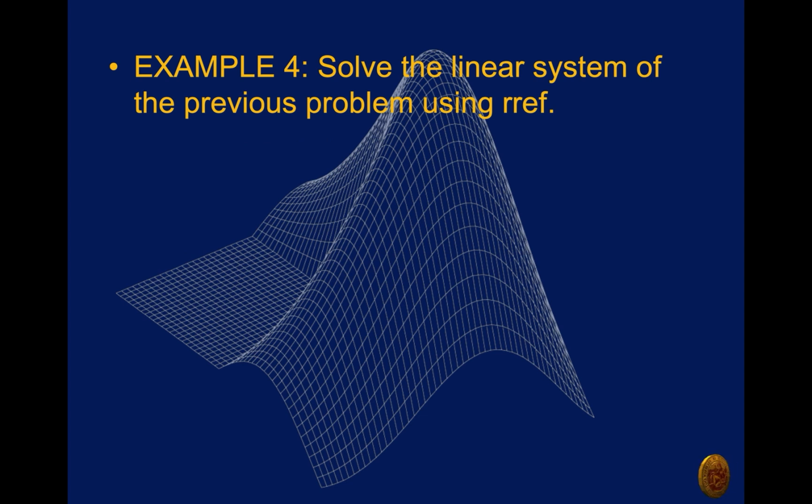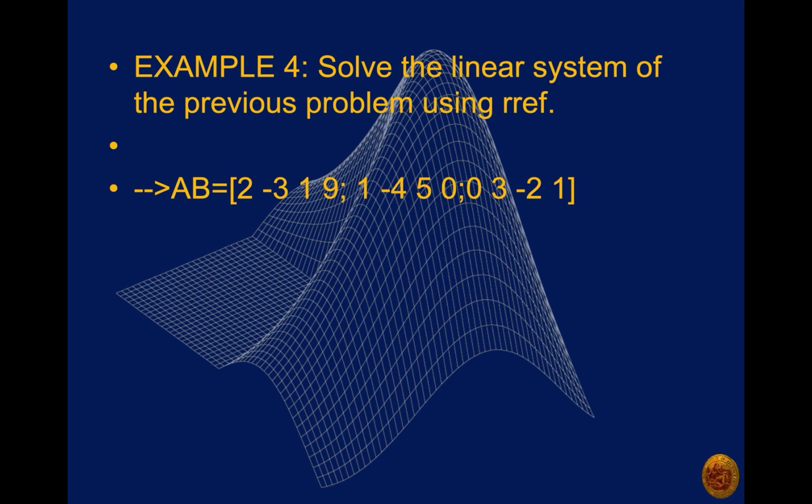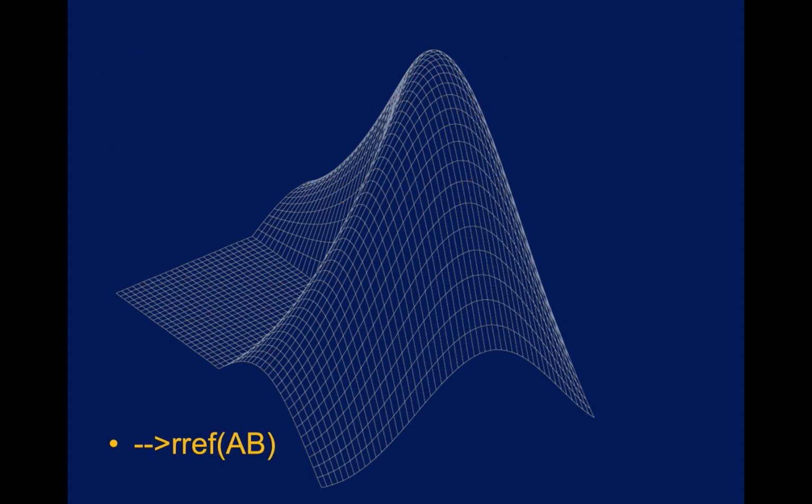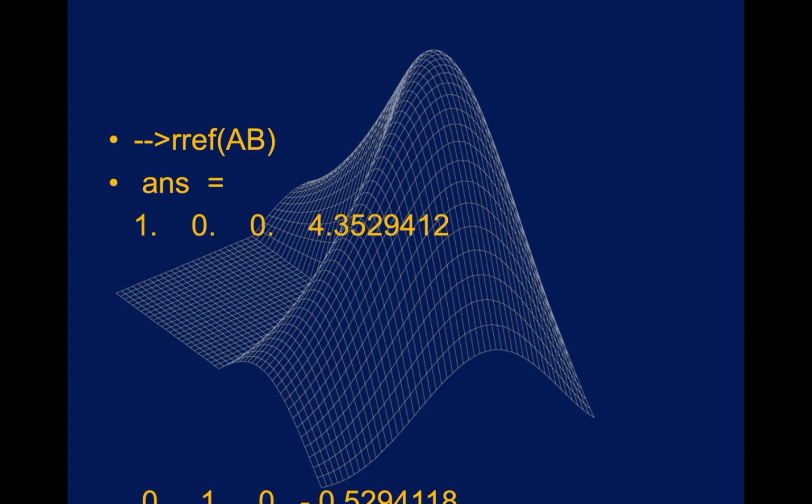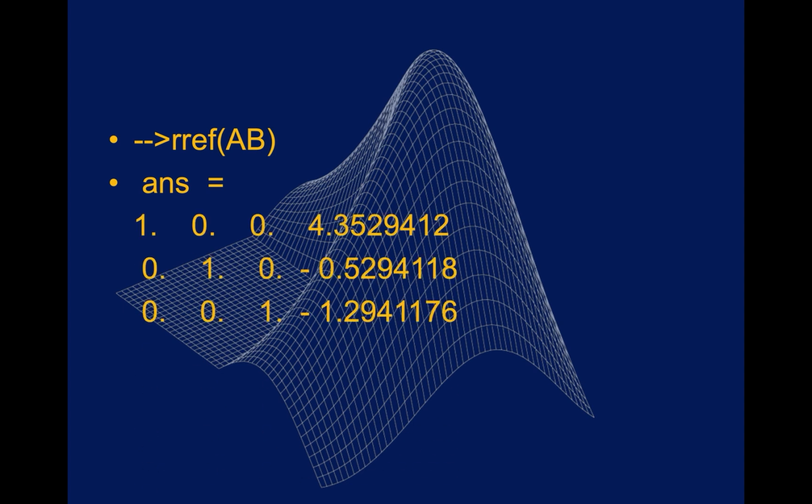So solve the linear system of the previous problem using RREF. We write down your AB. This is the augmented matrix, so the last column will be the column of constants. And then we just type RREF AB. That will give you the reduced echelon form. Since A is non-singular, you have the first three columns here as the identity matrix, and then the last column will be the solution for your x1, x2, and x3. Okay, so that ends my lecture.